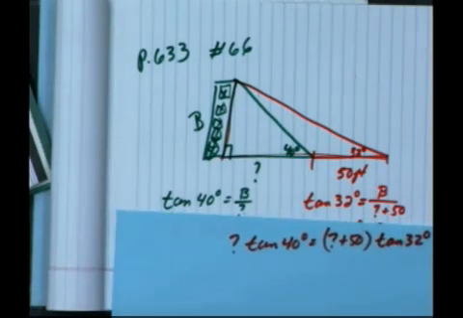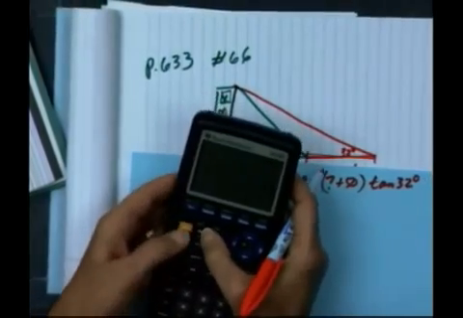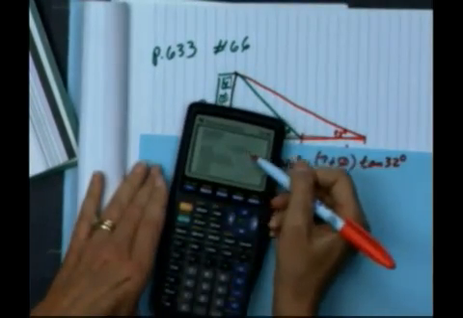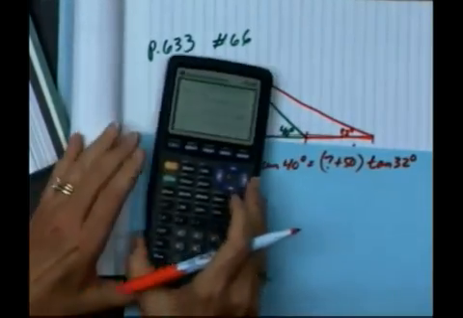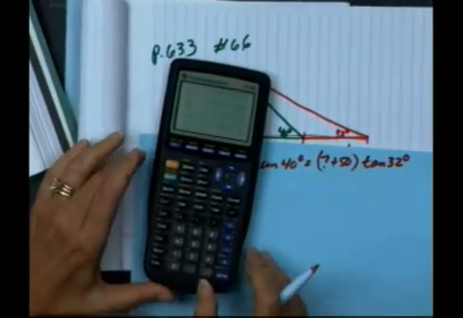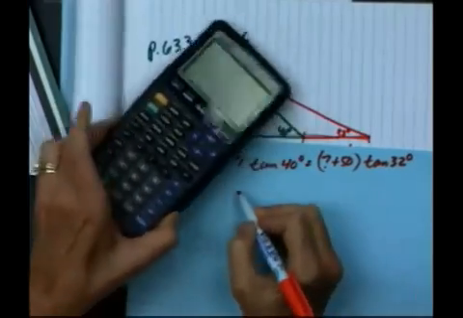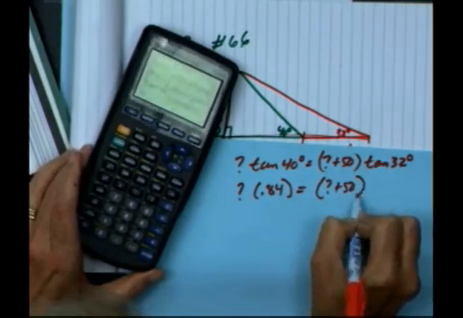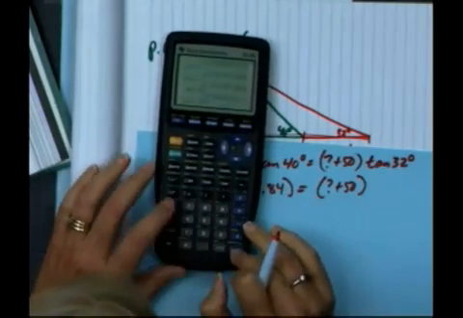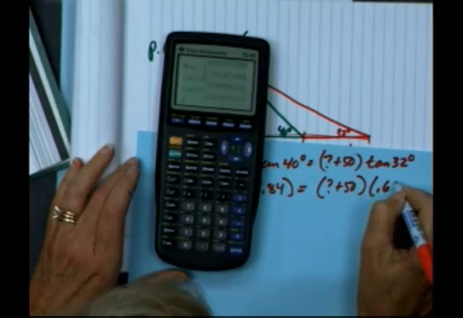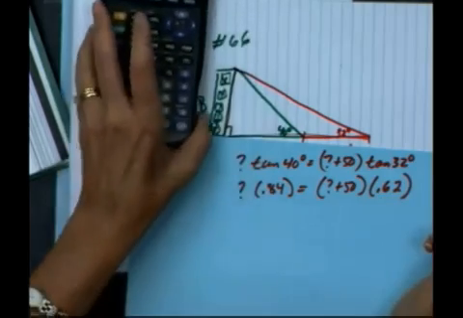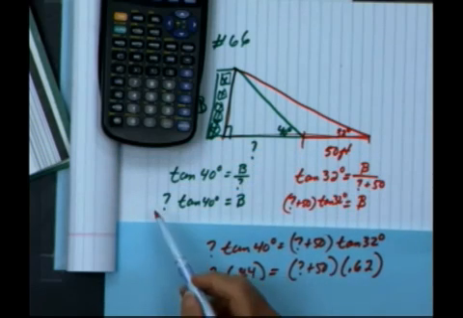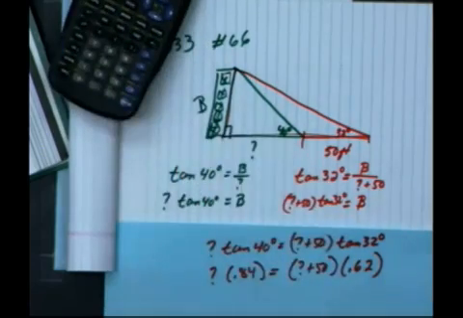All right, so all we're going to do is punch away on our calculator. Let's make sure you're in the degree mode of your calculator. How do you get to your mode? There you go. We're in degrees. So the tangent of 40 degrees is about 0.84. So we have question mark times 0.84 equals question mark plus 50 times tangent 32 degrees, that's about 0.62. Everybody okay with me so far? You could have called that an X if you want, if B is the height of the building.